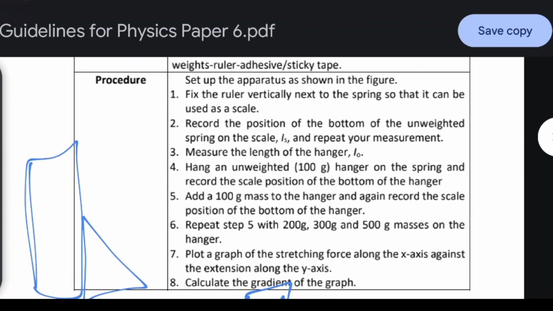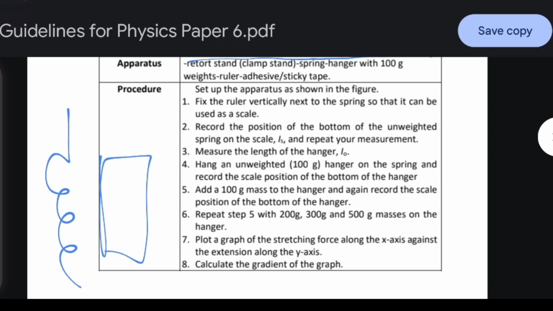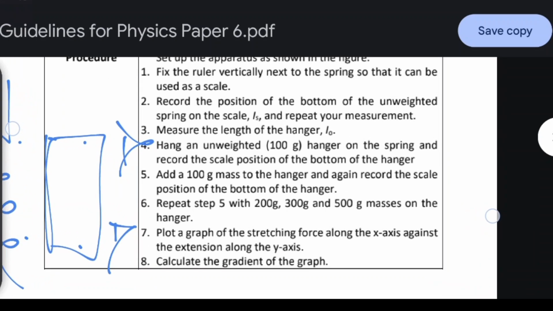Record the position of the bottom of the unweighted spring on the scale, LS, and repeat your measurements. So without any weight, first you will record the length of the spring using a ruler. You will read it perpendicular: keep your eye perpendicular and check the length of the spring.